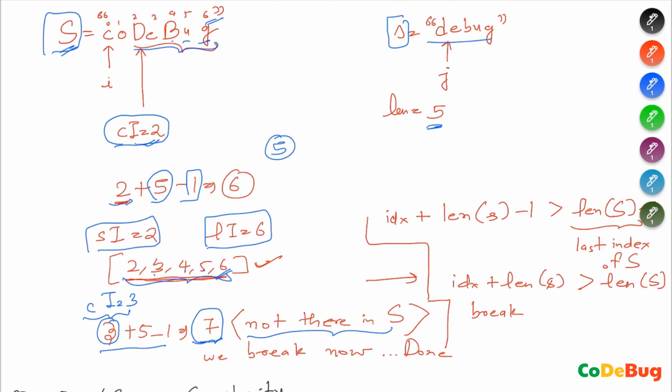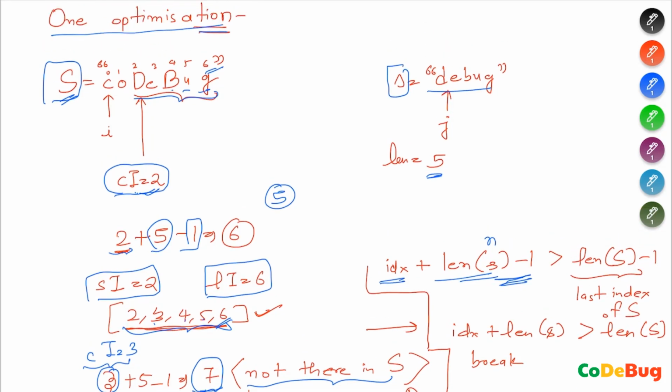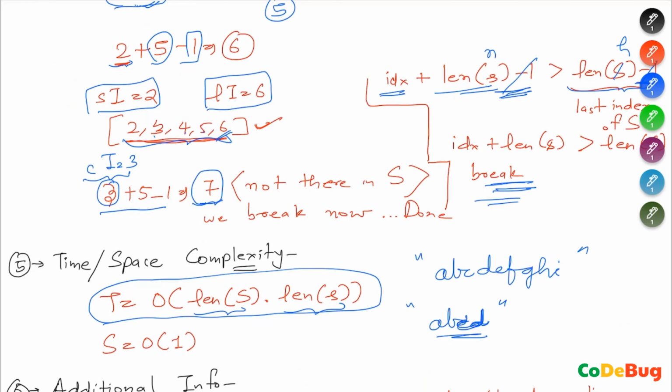So the condition that we said is: if the current index plus the length of the needle minus 1, basically till this index we have to look in the capital string S. If it is greater than the length of S, the length of the haystack minus 1, then in that case we can break. And if we further reduce this condition, we can subtract this minus 1, and we only have to check if the index plus the length of the needle is greater than the length of the haystack, then in that case we can break. So in that condition we will break and return minus 1, right?